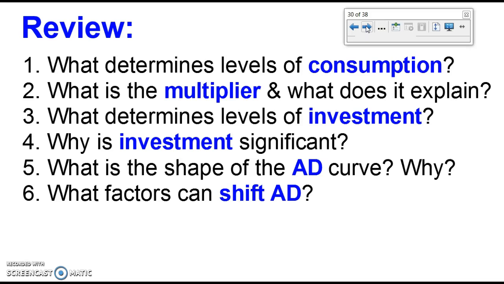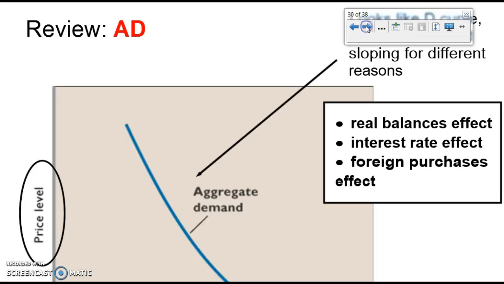The shape of the aggregate demand curve looks like the shape of the simple demand curve in a simple market, but for different reasons, which we'll review in a moment. And the factors that can shift AD are anything that can change consumption, investment, government spending, or net exports. Those same factors we learned about that add up to GDP in Unit 2.